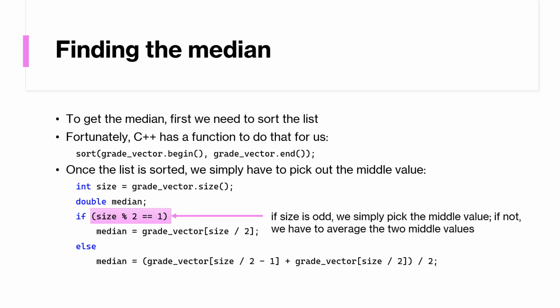If size is odd, we're simply going to pick the middle value, which happens to be size divided by 2. Because we're doing integer division, that's essentially dividing by 2 and rounding down. If it's not odd, we have to take the 2 middle values and average them together.